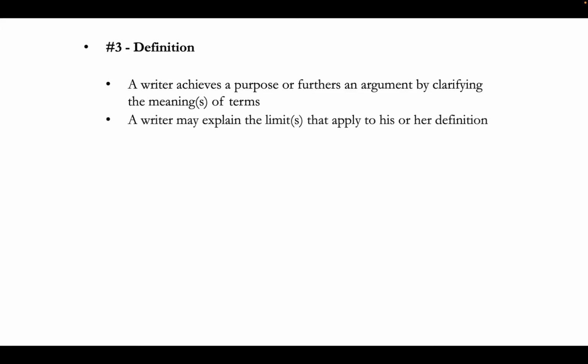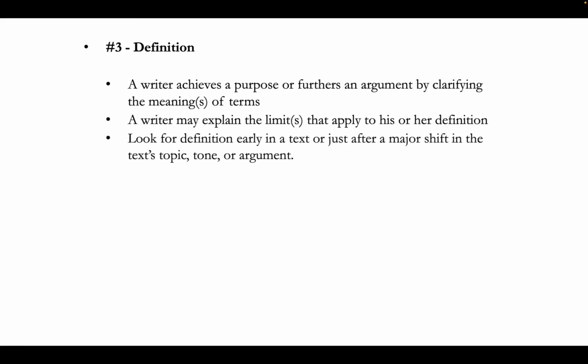All right, our third rhetorical mode is definition. This is when a writer achieves a purpose or furthers an argument by clarifying the meanings of terms. As part of definition, you might find the writer explaining the limits that apply to his or her definition. A definition is commonly seen early in a text or just after a major shift in the text's topic, tone, or argument. So that's where it typically is found.